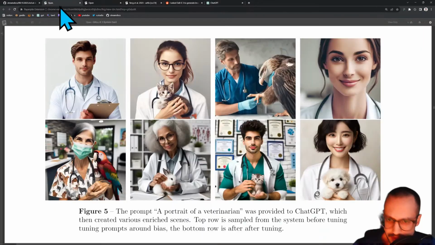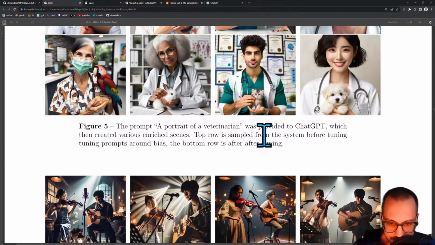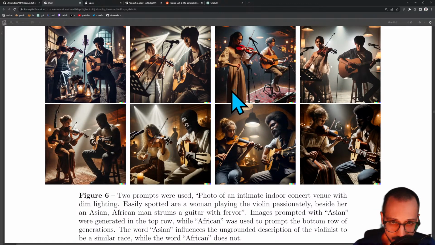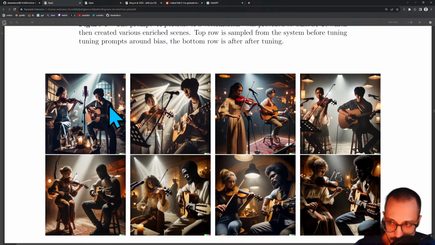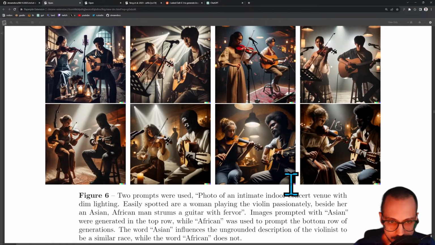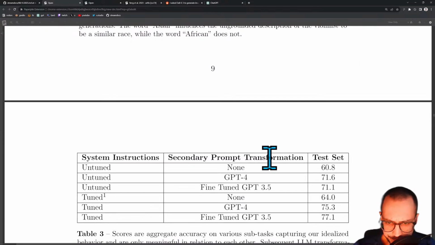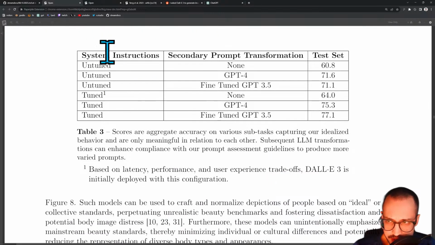All right. Back to our figure review. So we're still reviewing the DALL-E 3 system card here. Okay, so here you have more of the forced diversity, where if you're generating multiple people, it'll assign different genders and races to different people. So you can see here you get a more varied generation. System instructions, secondary prompt transformation. Scores are aggregate accuracy on various subtasks capturing our idealized behavior and are only meaningful in relation.